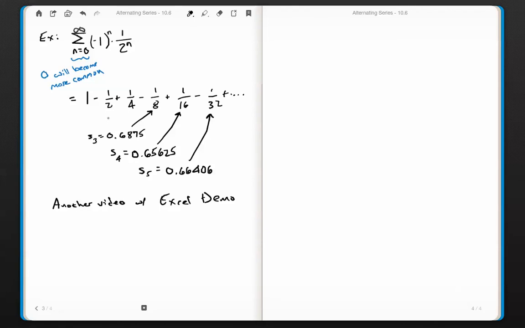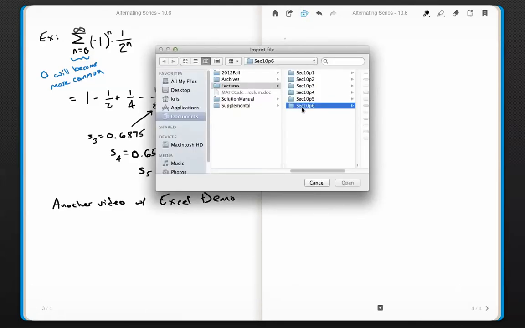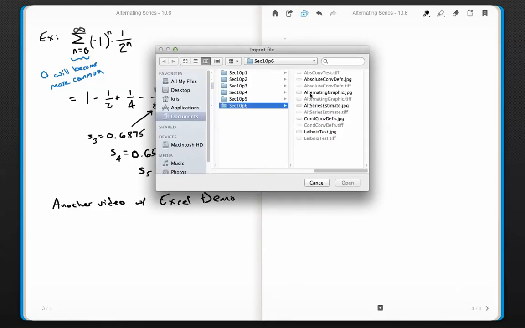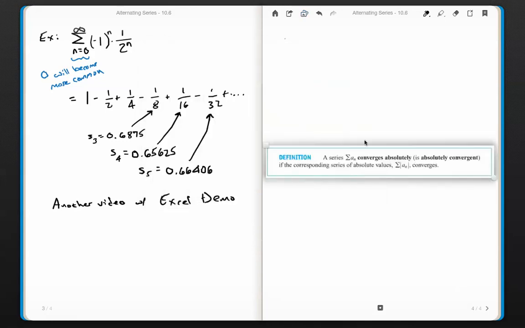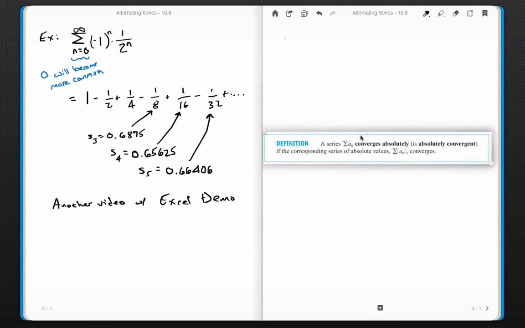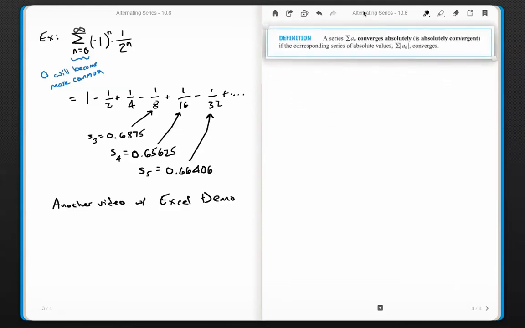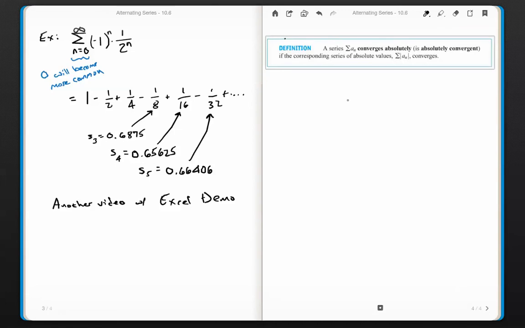Okay, so now let's look at a couple more definitions. I'll squeeze them in over here. It makes a little more sense to put them here. And the first one will be the definition of absolute convergence. So here it is, absolute convergence. There we go. And what does this one say? A series, the sum of a sub n, converges absolutely, or we can say absolutely convergent, if the corresponding series of absolute values, sigma absolute value of a sub n, converges.